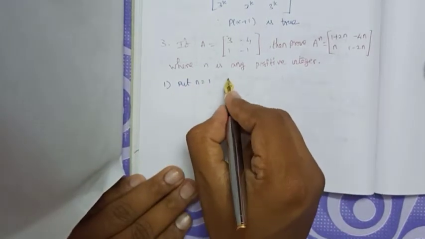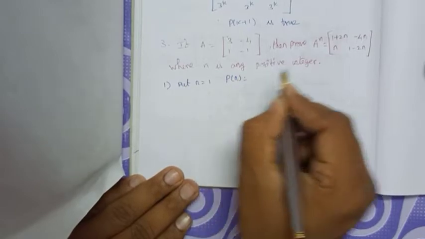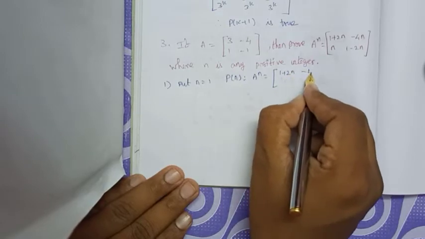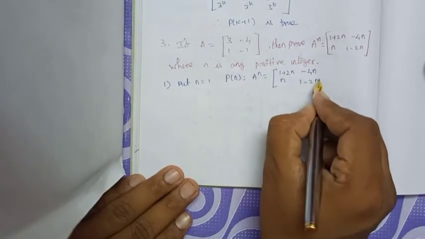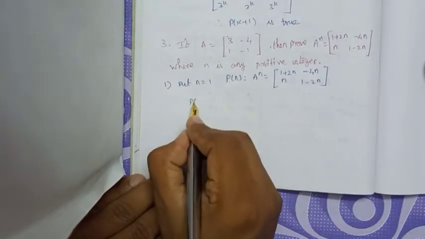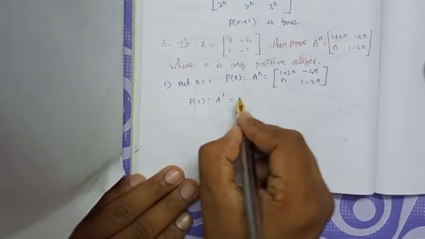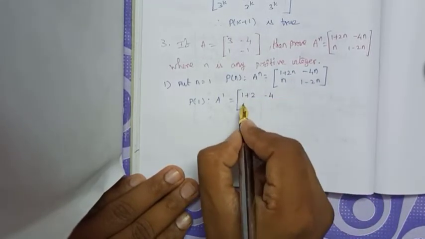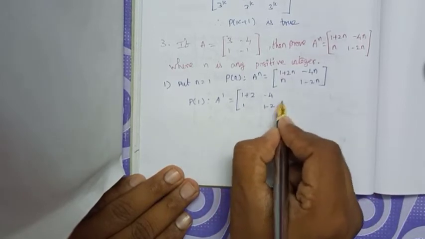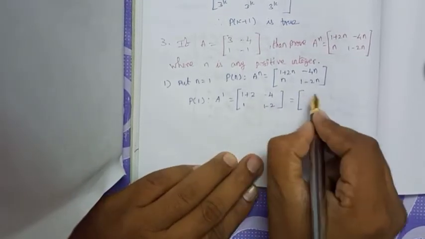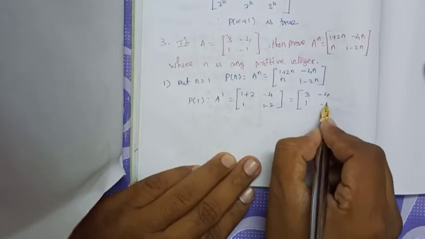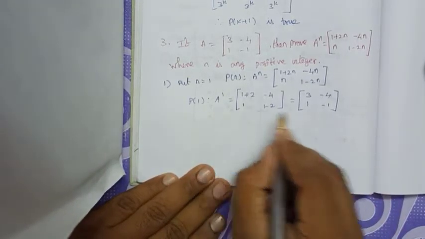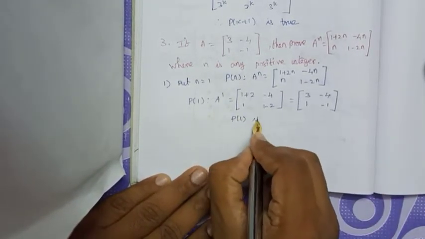So we take let P of n be A power n, which is equal to the matrix 1 plus 2n, minus 4n, n, and 1 minus 2n. Okay. Now we take P of 1, A power 1, which is equal to 1 plus 2 into 1, we get 2, minus 4 into 1, minus 4, and here 1, here 1 minus 2. So which is equal to what we get? 3, minus 4, 1, minus 1. Here we can see this is the given matrix A. Okay. So the left hand side equal to right hand side. So P of 1 is true.